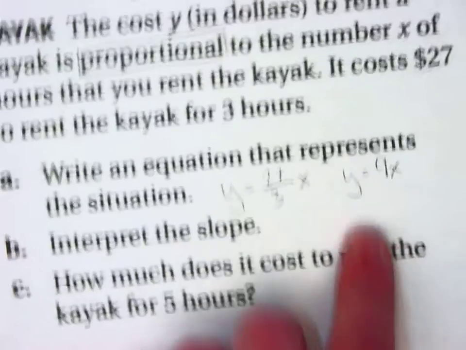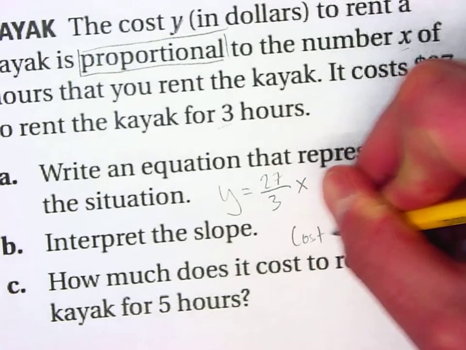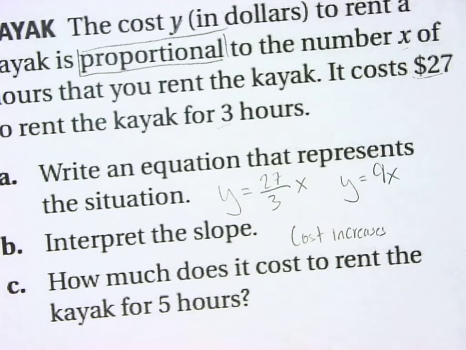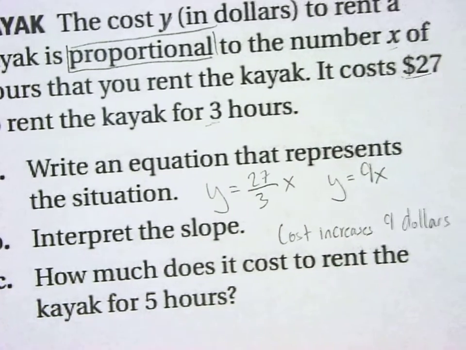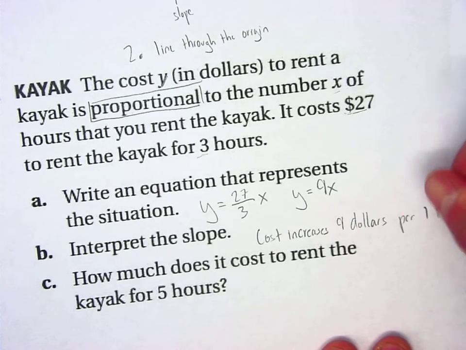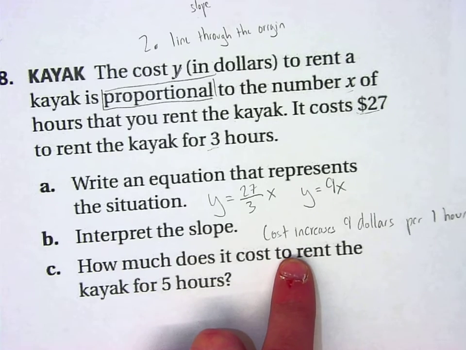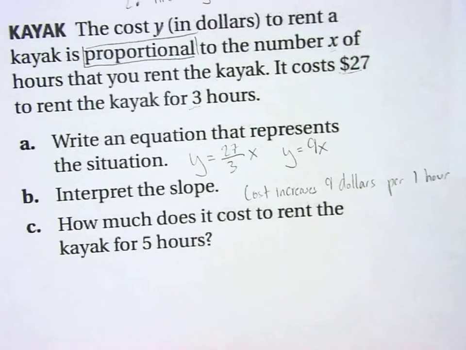So interpreting the slope, I would say it like this. I would say the cost increases $9 per 1 hour. And this is what we're looking for when you're asked to interpret the slope: some sentence describing the relationship between your x-axis and your y-axis. So cost increases $9 per every 1 hour.